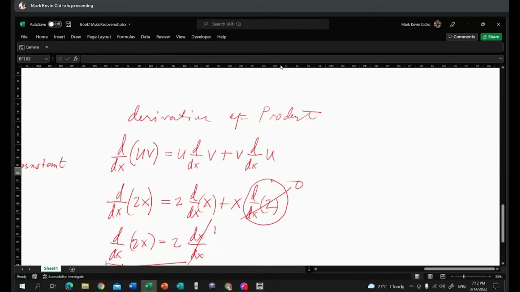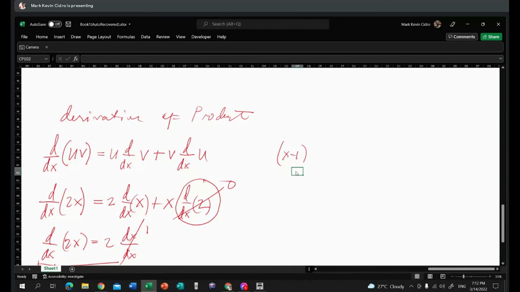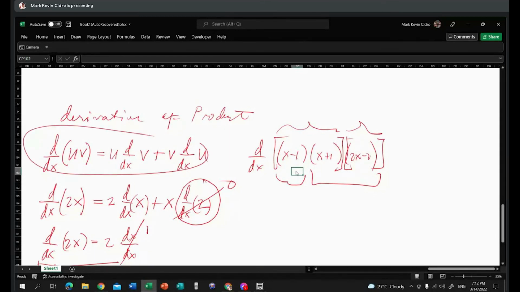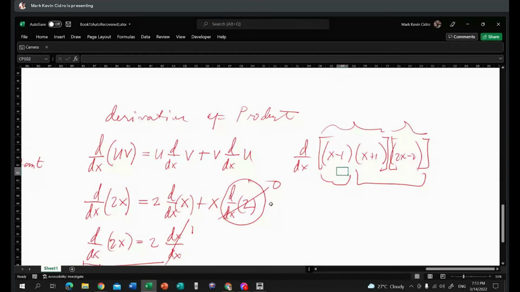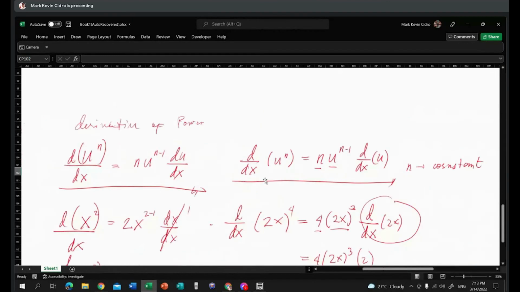Say for example, you have there x minus 1 and x plus 1 then 2x minus 2. Okay, there are three factors. What you can do here is you combine the first two as the first factor and the third factor as the second factor. So now you have only two factors. Or you can also combine the others, then use that as your first factor. Then you can still use this formula, even with three factors, even with many factors. Okay? That is the derivative of product. And of course, the derivative of constant is equal to 0. Okay? Let's stop here.